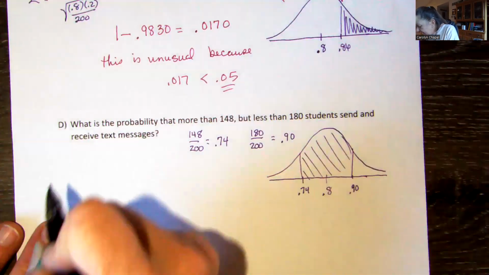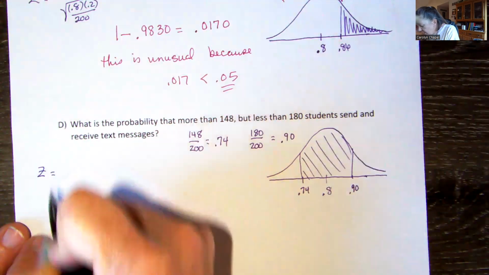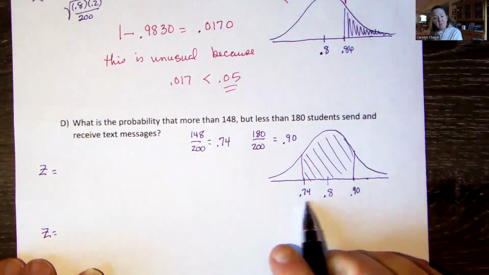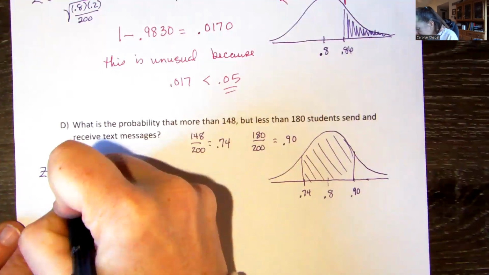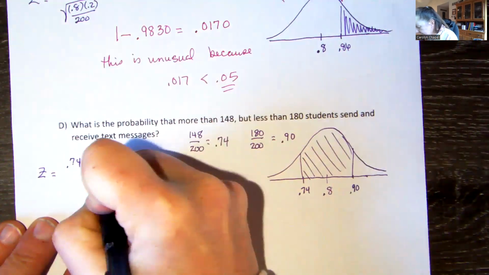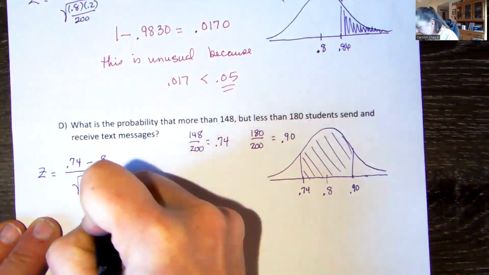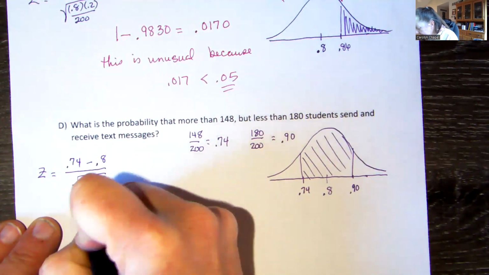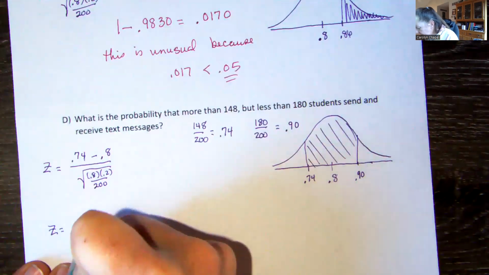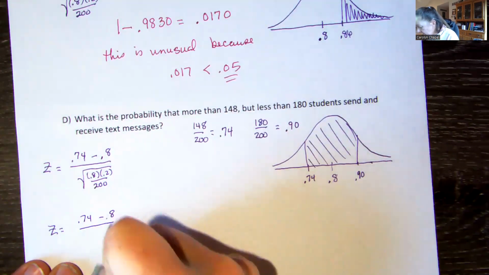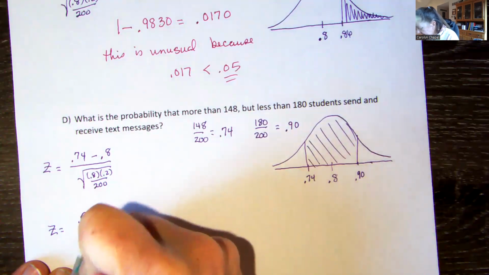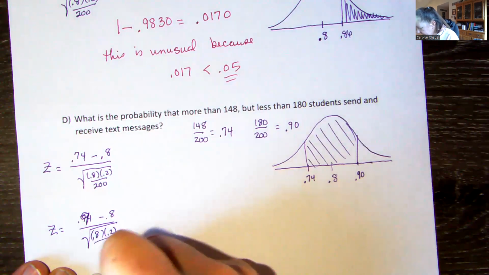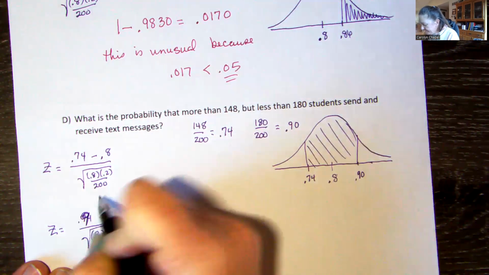And this is always a nice thing to do, to refresh our memory on how that normal curve works. So I'm going to find the two z-values. We're taking the data value minus the mean, divided by the standard deviation of this distribution. The 0.74 minus the 0.8, all over the square root of 0.8 times 0.2 over 200. This is my 0.9.